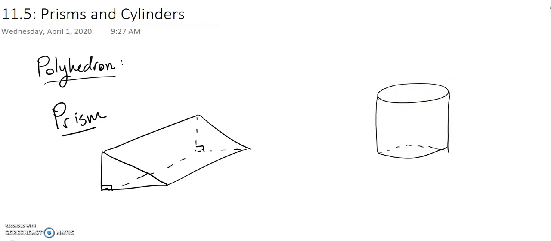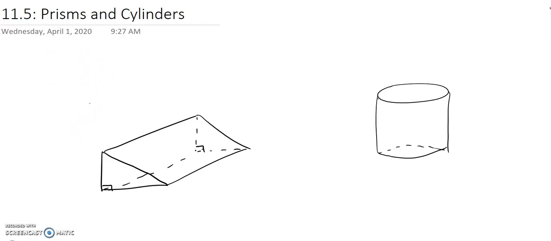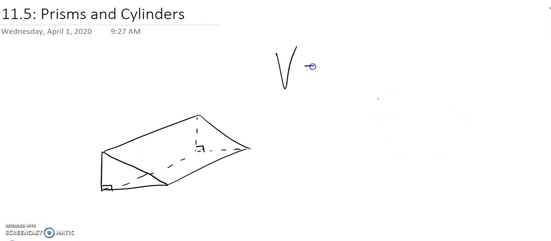Alright, so with all the boring definition stuff out of the way, let's get started. Now what we're actually going to be doing with these prisms and cylinders is we're going to be calculating volumes and surface areas. Now the volume for an object, we'll focus on the prism for now, is always calculated the same way. The volume is equal to the area of the base times the prism's height.